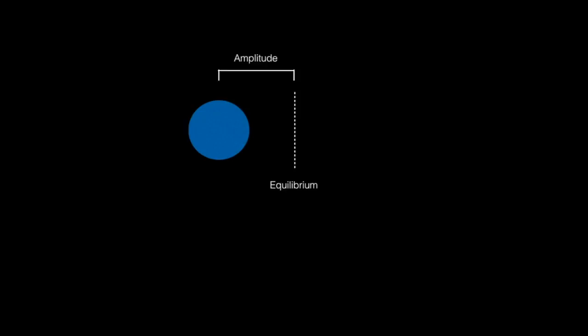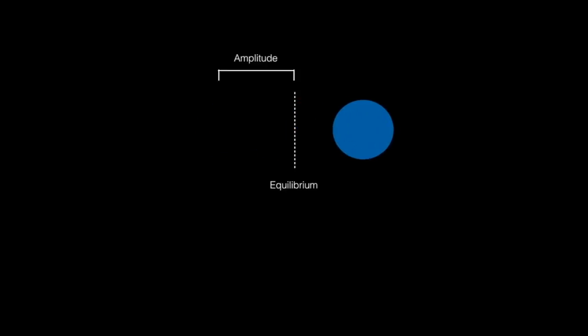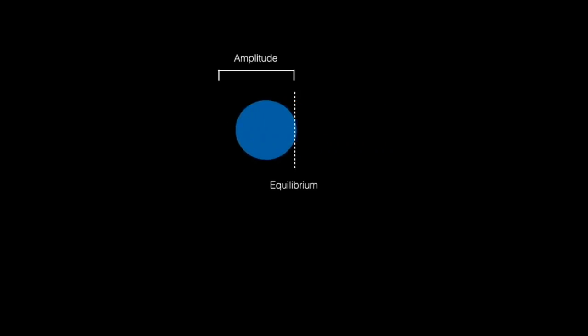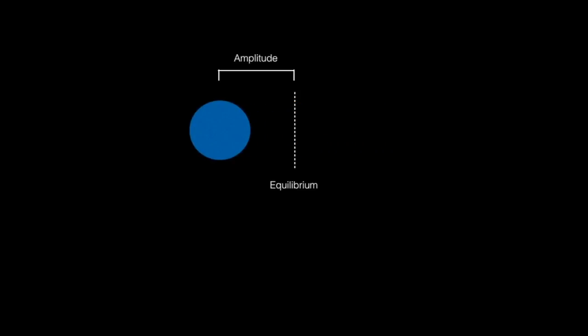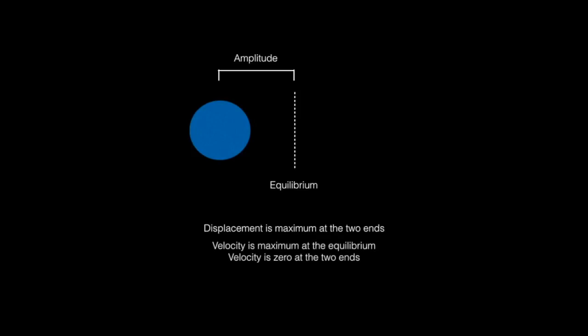So let's look at simple harmonic motion's movement. Simple harmonic motion looks like this. As I mentioned, displacement is where the object is, and amplitude is the maximum displacement, which means it's the distance between equilibrium and the max distance. So displacement is maximum at the two ends. I'm pretty sure this is obvious. And the velocity, on the other hand, is maximum at the equilibrium in the middle, and velocity is 0 at the two ends when the displacement is maximum.